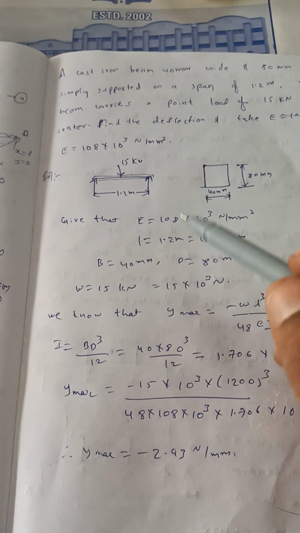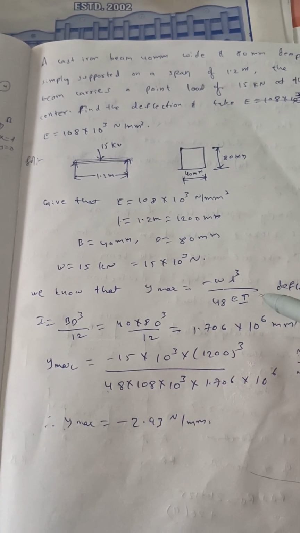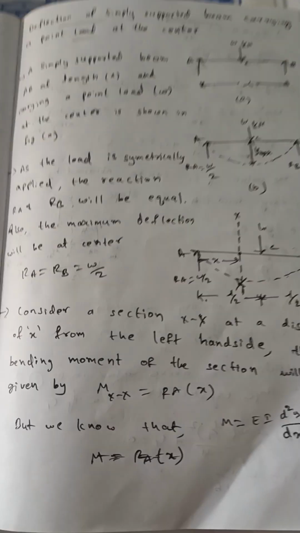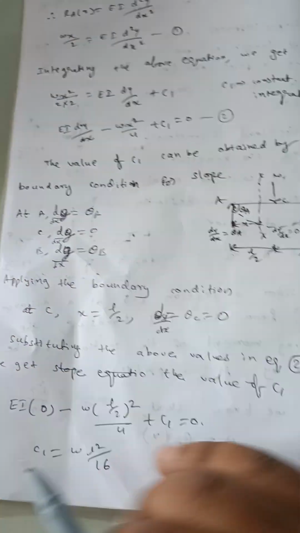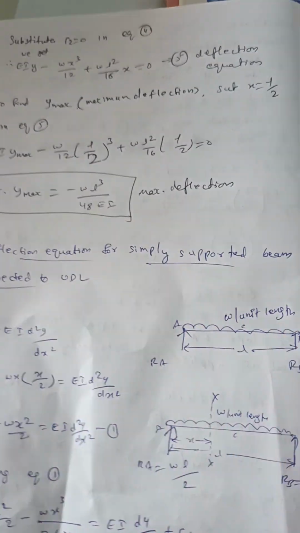So we know the formula for point load: y max equal to minus WL cube by 48 EI. This is the formula. You can see it in the previous pages, for the point load case. If we apply this formula directly, we can solve this problem.